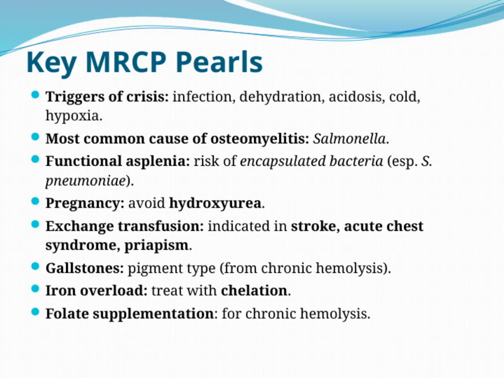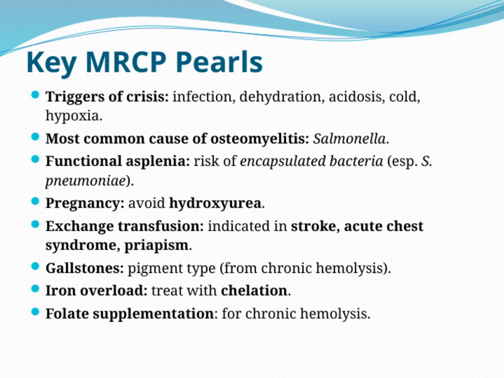Let's go over some key triggers of crisis in sickle cell disease. These include infection, dehydration, acidosis, cold, and hypoxia. Each of these factors can precipitate a vaso-occlusive crisis, so recognizing and managing them is crucial. Now, when it comes to osteomyelitis in these patients, Salmonella is the most common causative organism. This is an important point because it influences our choice of antibiotics and management approach.